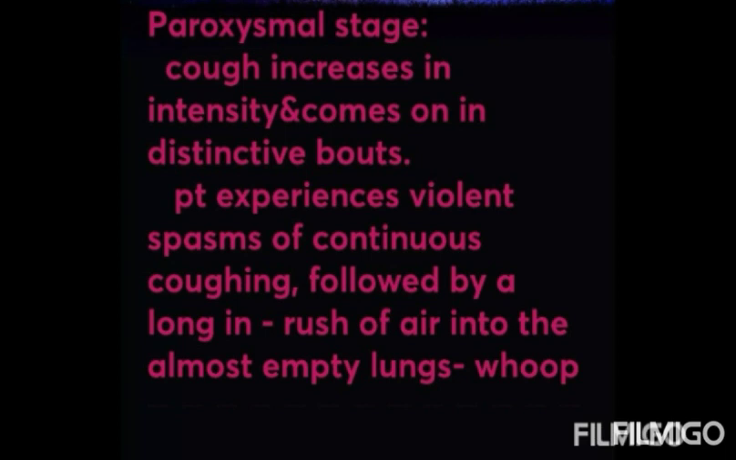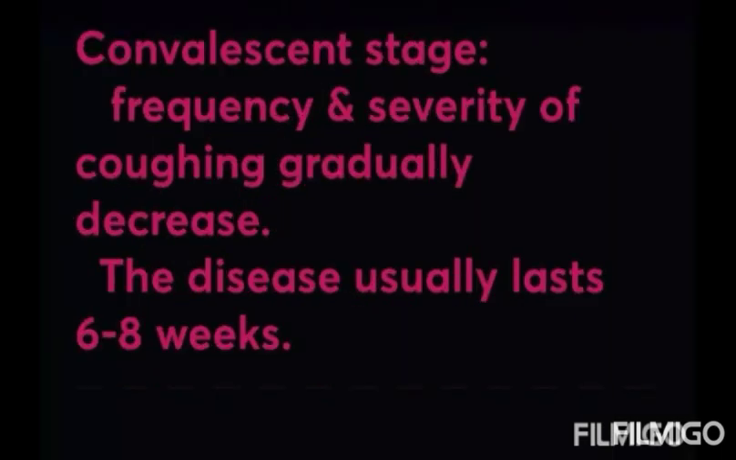Next, moving on to the second stage, that is the paroxysmal stage. The cough increases in intensity and comes on in distinctive bouts. The patient experiences violent spasms of continuous coughing followed by a long rush of air into the almost empty lungs. This is called the whoop, and that is why it is called whooping cough. These are the symptoms in the paroxysmal stage.